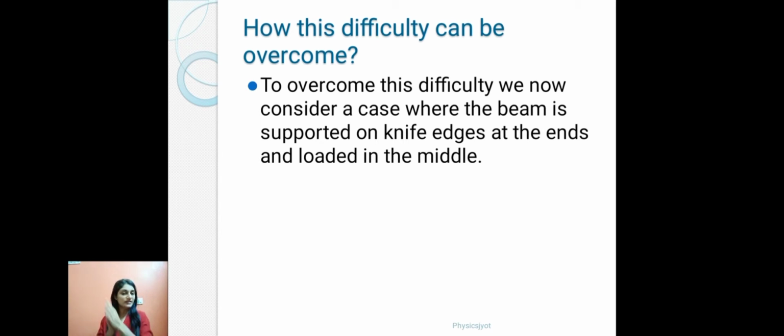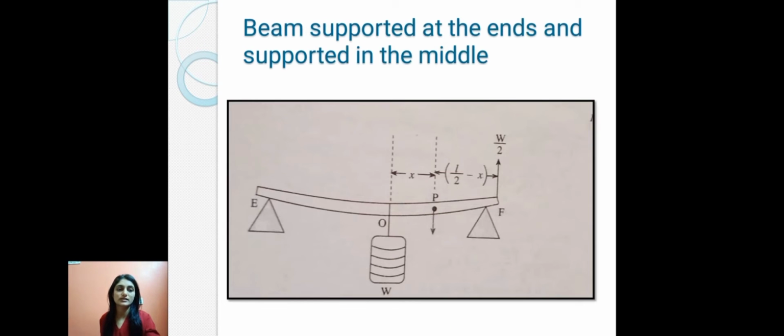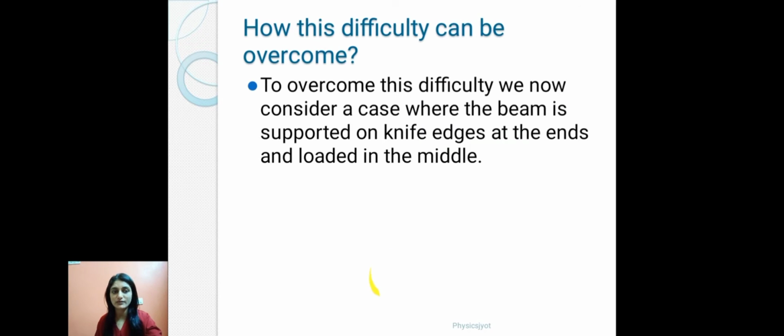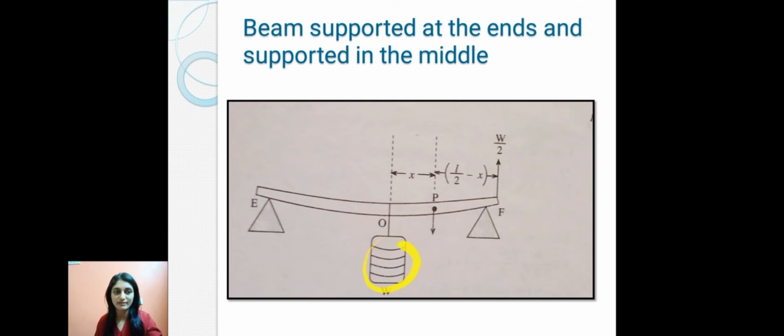In case of cantilever, we keep one end fixed and we load at the other end. In case of this system, we support the beam on the two knife edges at the ends and load it in the middle. So it is something like this. Look at this beam EF. This beam is supported on two knife edges and it is loaded in the middle. This is the weight which we have applied over here.